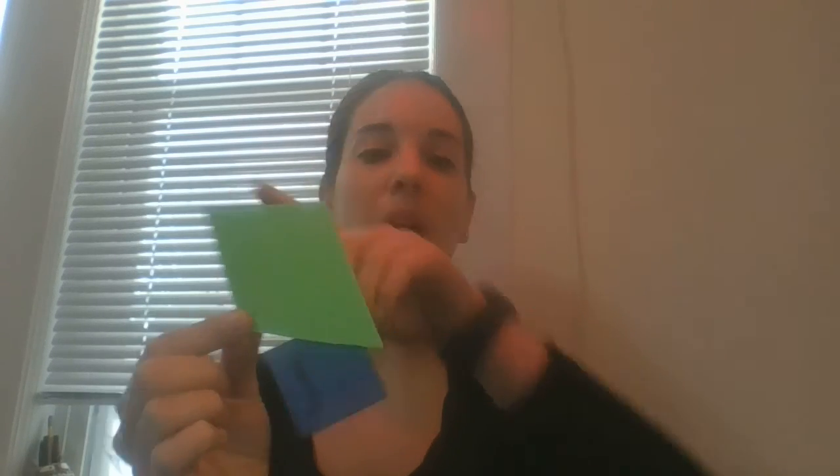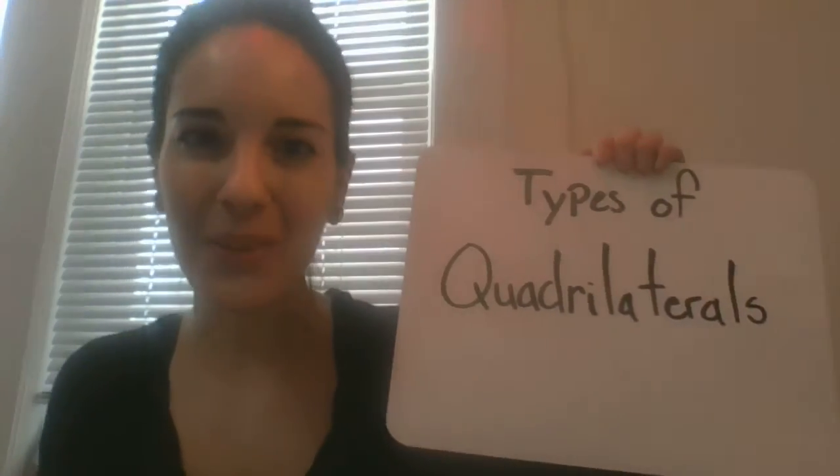If we look at a square and a rhombus, the difference between a square and a rhombus is that these vertices do not measure 90 degrees. It does have 4 equal sides. It does have 2 sets of parallel lines, but the corners are different, and that's how we can classify these different shapes. All right, now you know about types of quadrilaterals.